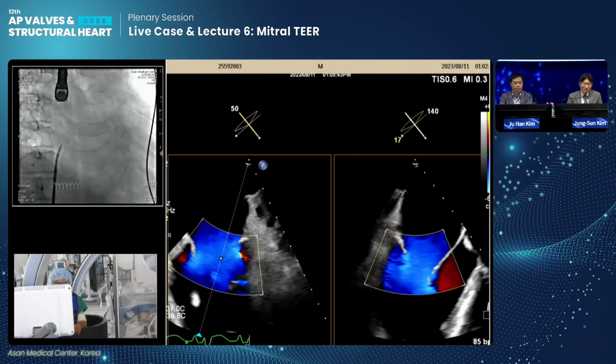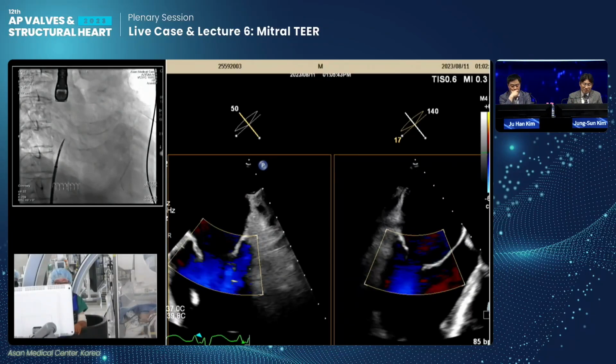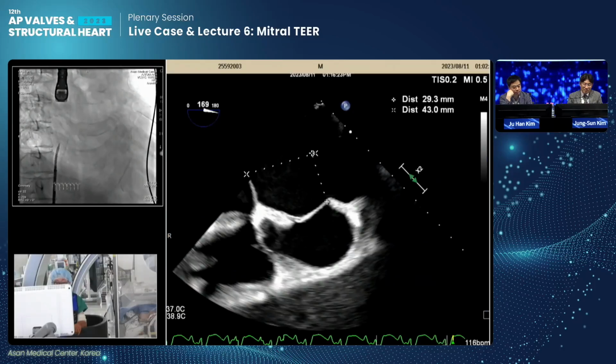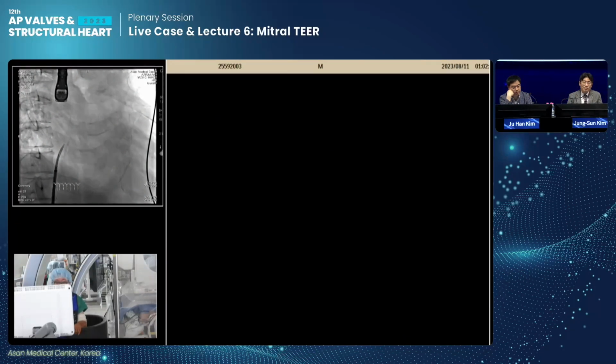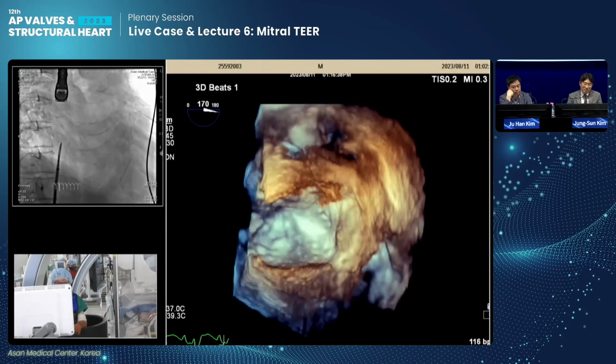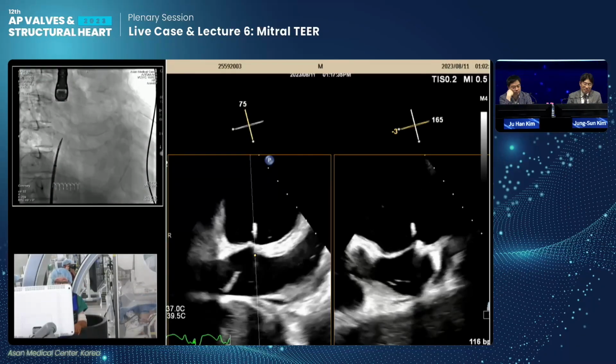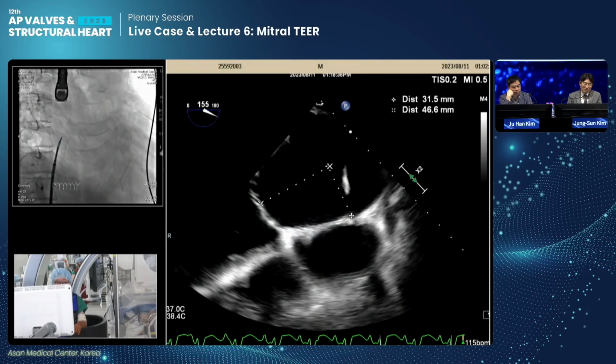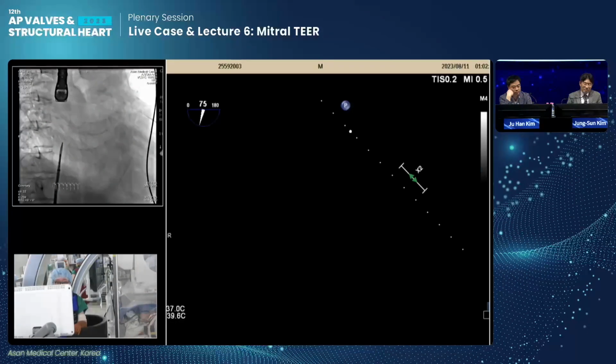Okay. Yeah, this is a biplane view. The degree of MR is usually from the central. We initially targeted the septal puncture height 4.3. We identified a slightly posterior puncture from the medial commissure. The wire is in. Yeah. The final septal puncture height is 4.6 centimeter. Yeah. Okay.